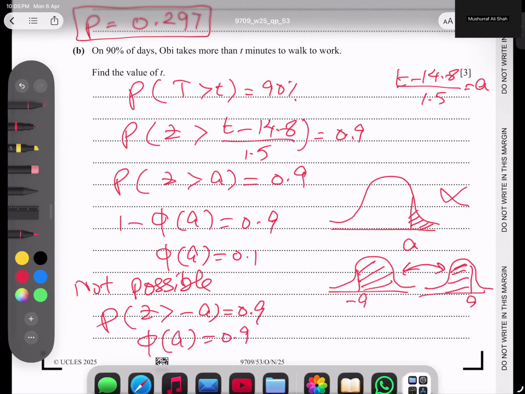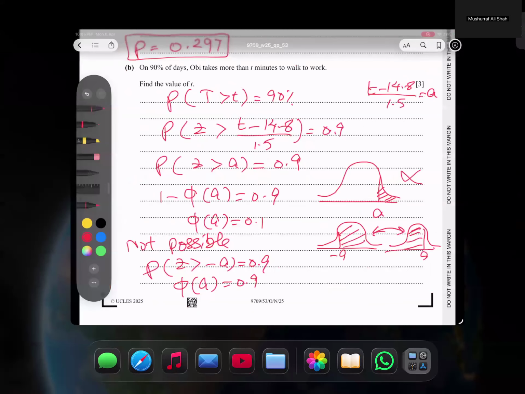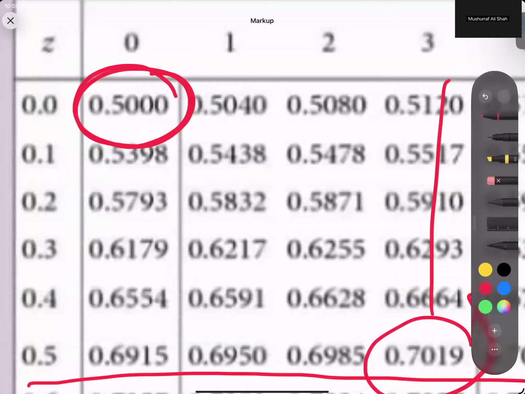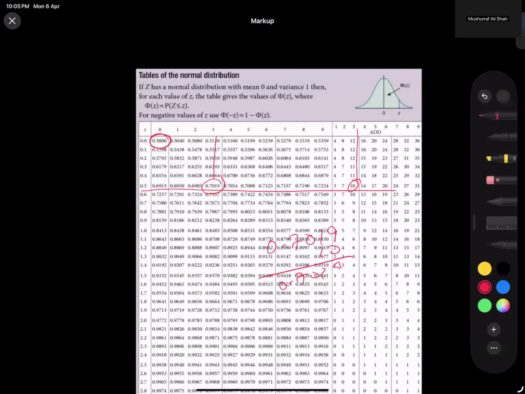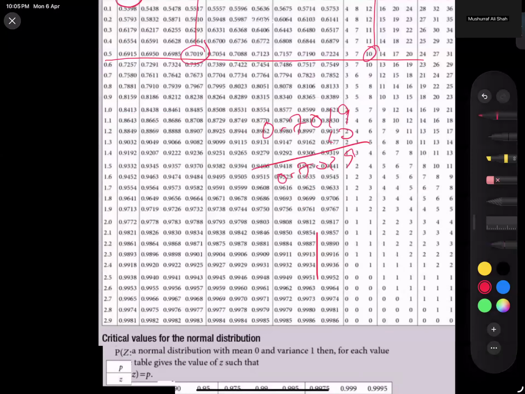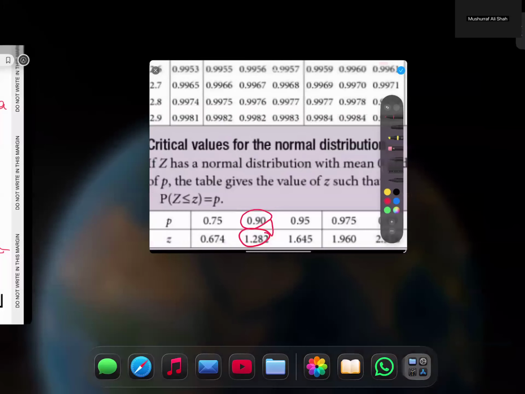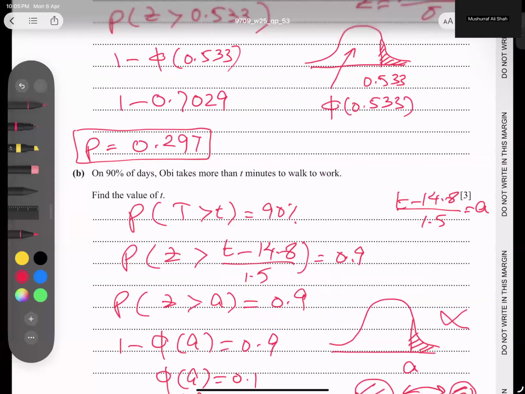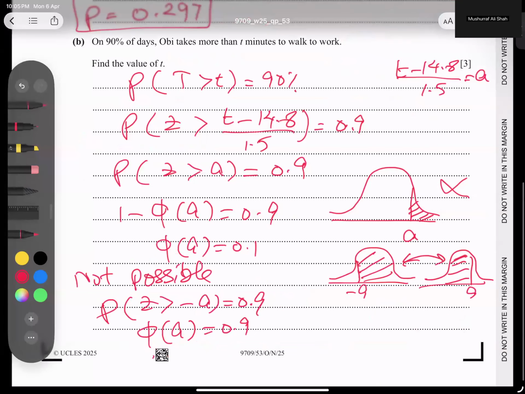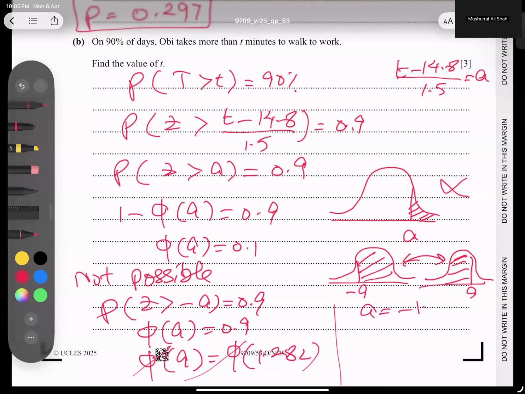If I go to the table once again, where 0.9, we have special values available below the table. 0.9 is 1.282. So I'm writing, students, here phi of A is equal to phi of 1.282. This cancels out. But I must say, because A is negative, so negative 1.282, because I assume that this is a negative. And this value I'm going to plug in there. I hope that is clear.